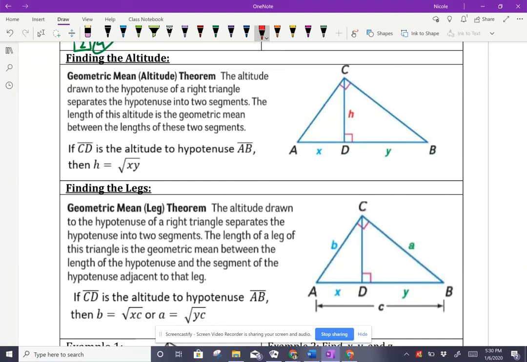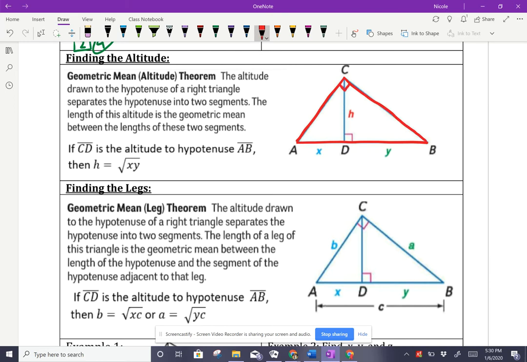All right, so we're going to use this geometric mean to find the length of the altitude of our triangle, and we're also going to be able to use it to find the two legs that are missing. So remember, with a right triangle, you have two legs and one hypotenuse. So we are dealing with this as if triangle ABC is one big triangle.